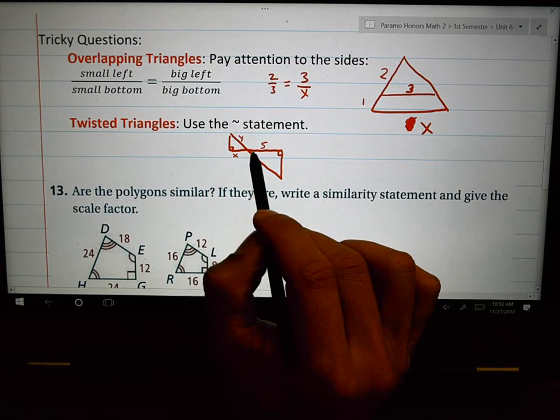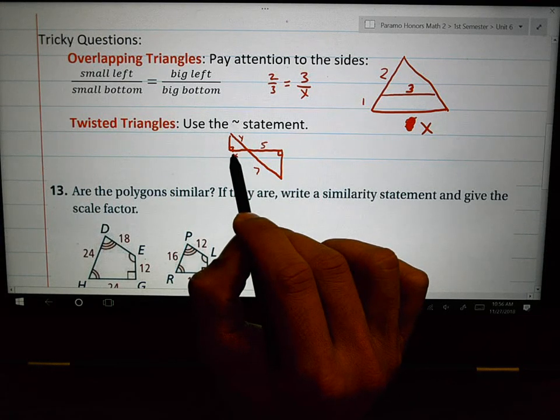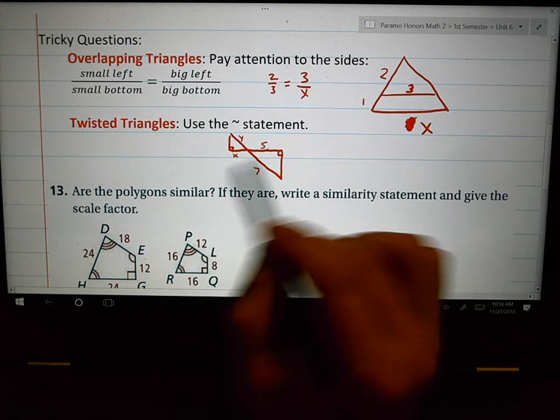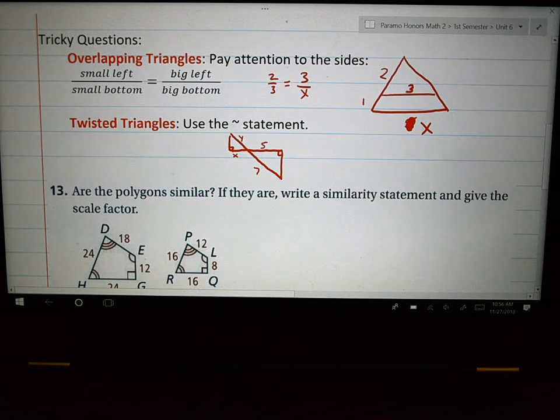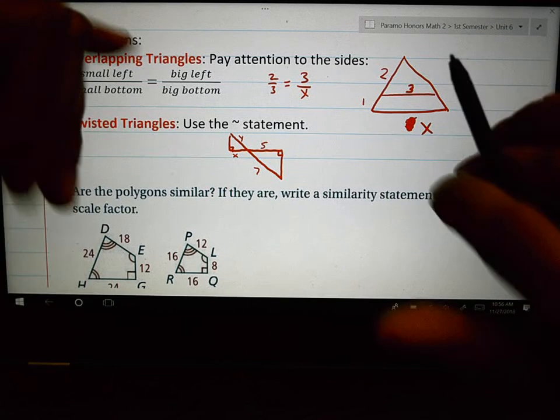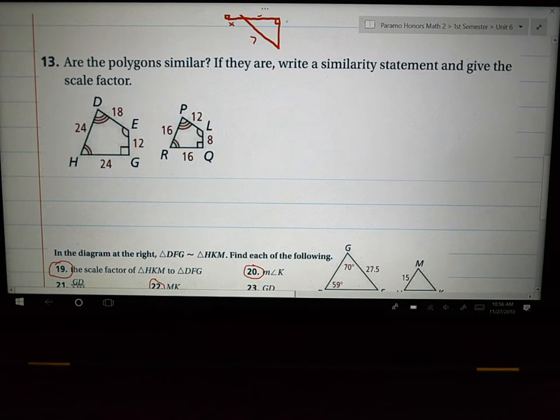And how would you know that? Because the vertical angles are the same. The 90 and the vertical angle, this is the side between it. The 5 matches up with that. Same with the hypotenuse and the other hypotenuse. Keep that in mind. They are going to try to trick you by how they show you the triangles. Okay? Let's get into some examples.